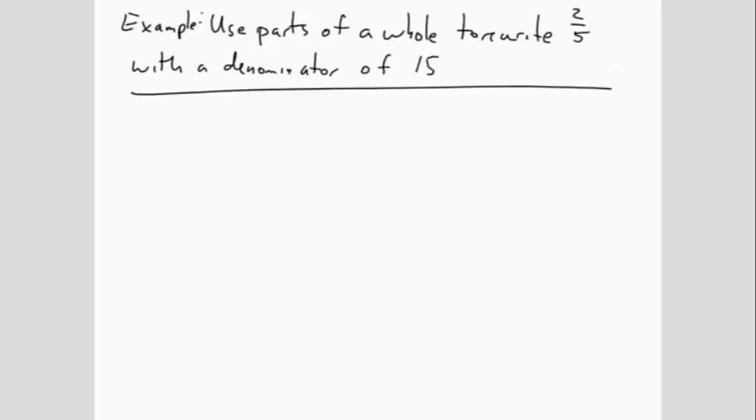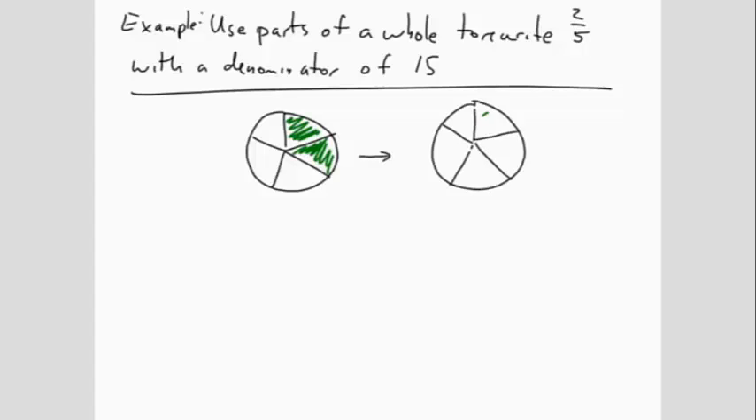Example, use parts of a whole to rewrite 2/5 with a denominator of 15. Once again, we'll start with the picture. We're starting off with 5 total wedges, and we want to end up with 15 total wedges. How can we manipulate this picture to get that result? It turns out that we need to take each wedge and cut them into 3 slices. We started off with 2 shaded wedges out of 5 total, and we ended up with 6 shaded wedges out of 15 total. So 2/5 equals 6/15.